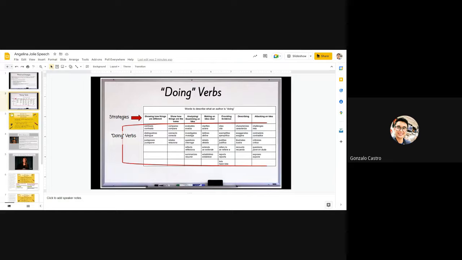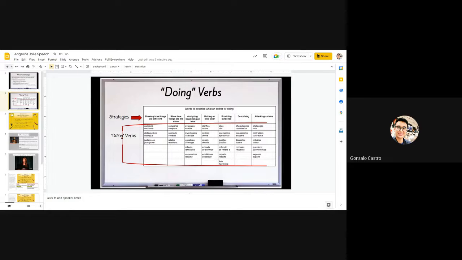So she's not showing how things are the same. She's not showing how things are different. She's not attacking an idea. Something she's doing is she's clearly describing what's happening. So as I mentioned earlier, if an author is describing, that means the author is using narrative details. The author is basically telling a story, which is what Angelina Jolie was doing in that section.